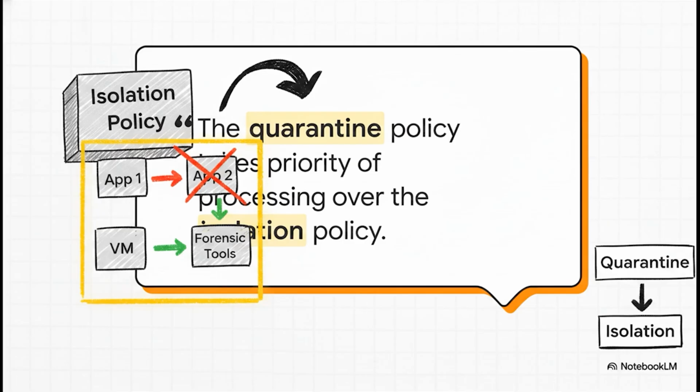Let's actually apply this. Say you have an isolation policy blocking App 1 from App 2, right? But then a VM in App 1 gets put into a forensic quarantine, which explicitly allows communication with forensic tools located in App 2. What happens? Well, the traffic will flow. Quarantine fundamentally overrides isolation. Keep that hierarchy completely locked in your mind.